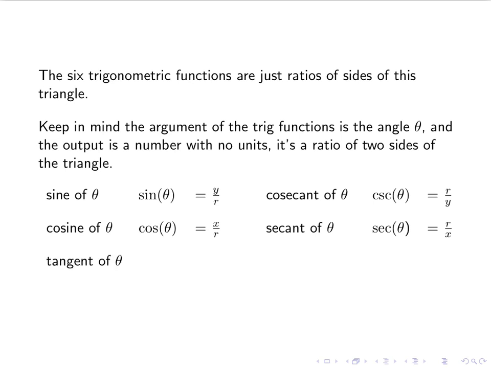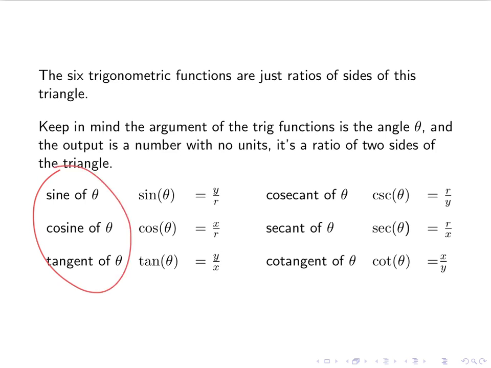And then we have tangent of theta, abbreviated TAN. So tangent of theta is y over x. And then the last one is cotangent of theta, COT. So cotangent of theta is the reciprocal of tangent, x over y. So these are the 6 major trig functions.